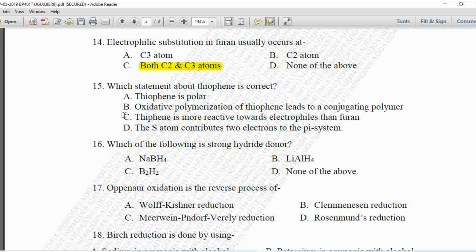So here in case of 15, the question is asked wrongly, because the correct question for this MCQ is which statement about thiophene is incorrect. So we have to find out the incorrect sentence. So the correct option is C, that is thiophene is more reactive towards the electrophiles than furan. This one is the incorrect sentence for this MCQ. So first of all you have to correct this question. The correct question is which statement about thiophene is incorrect, and you have to choose the incorrect statement, and this is the correct answer for this MCQ.